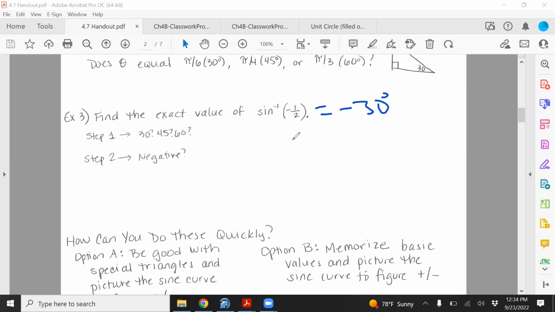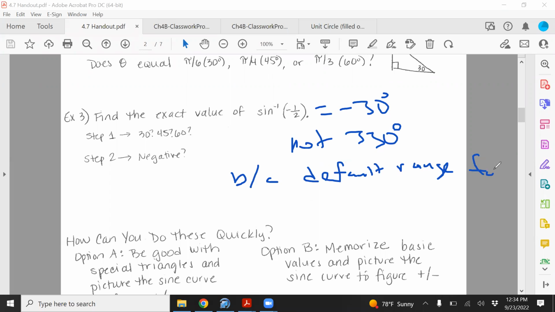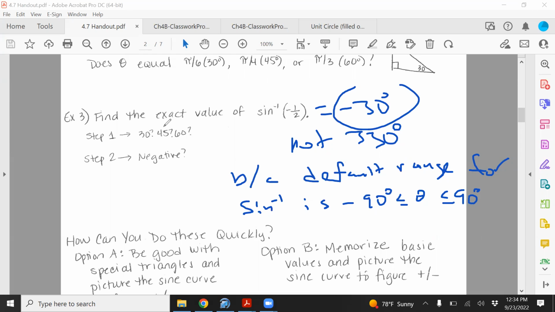Is that not -1/2? Yes. If it was 1/2, it would be 30, not 330. For inverse sine the default range applies. So you have to say -30, not 330. It's not 45, it's not 60, but it's -30 degrees.